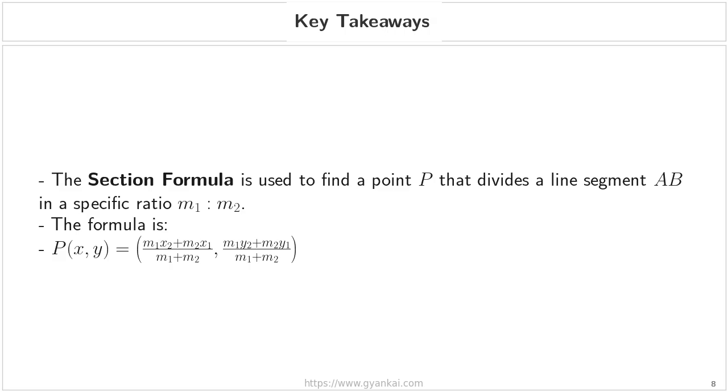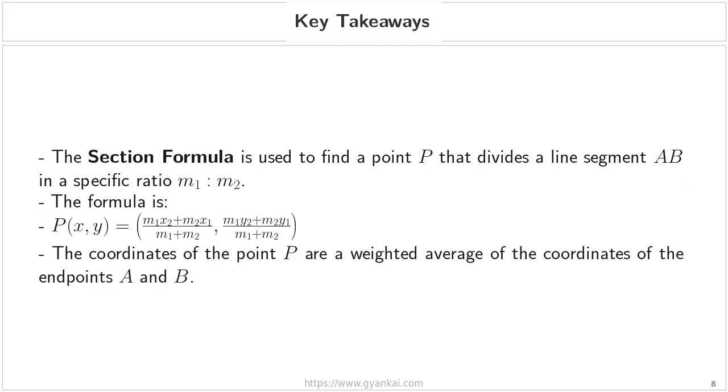The coordinates of point P, which are x and y, are calculated as x equals m1 times x2 plus m2 times x1, all divided by the quantity m1 plus m2. And for the y coordinate, it is m1 times y2 plus m2 times y1, all divided by m1 plus m2. As we saw in our cellular tower example earlier, this is a powerful tool for direct calculation.